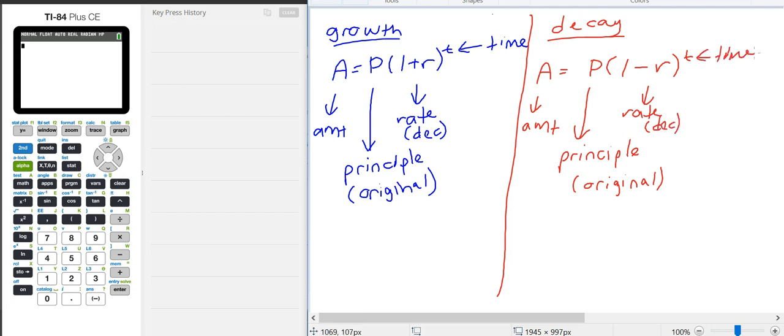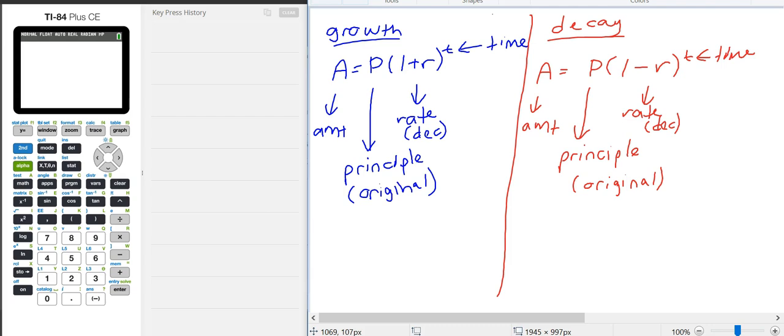So let's say we had something with exponential growth. Bacteria is growing over time. Let's say we want to solve it for the amount. We would plug in for the principal amount. Let's say we started with 30 bacteria, and our rate is that it's growing by 50%. So then we're going to convert 50% to a decimal, and that's 0.5. So we're going to have (1 plus 0.5) to the t. Let's say it's over 10 years, we're going to plug in a 10 for t.